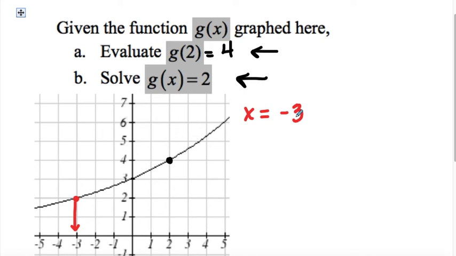All right, guys, so that's how you use function notation on graphs for the SAT and in all of your classes. And it's basically a topic that you've learned.